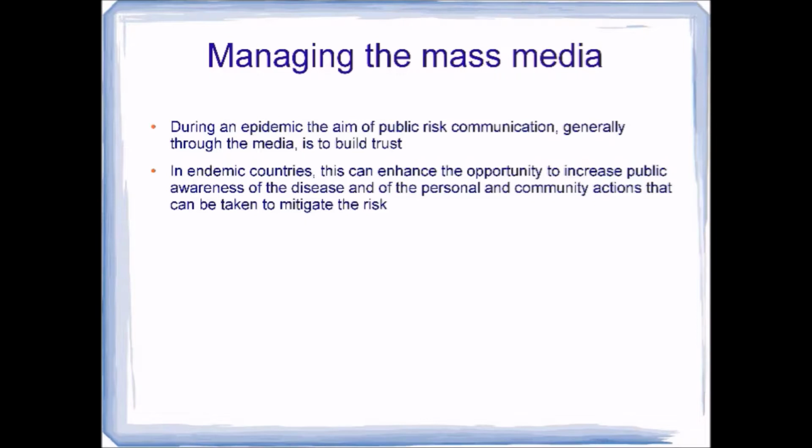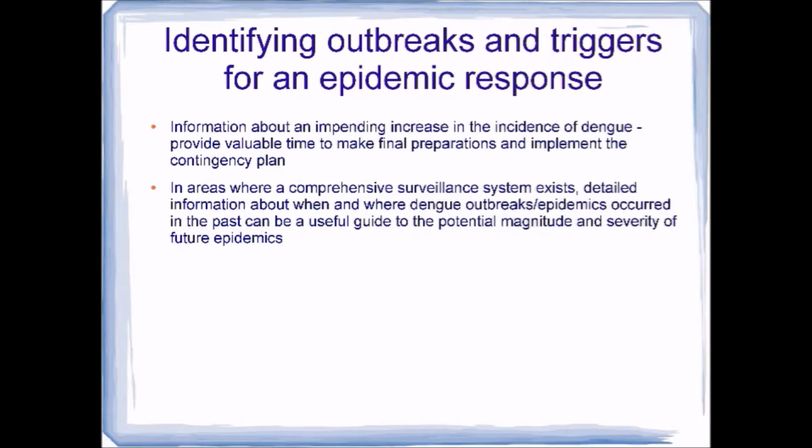In endemic countries, involving the media before the occurrence of the seasonal increase in dengue enhances the opportunity to increase public awareness of the disease and of the personal and community actions that can be taken to mitigate the risk. Another area for an emergency response plan is to provide information about an impending increase in the incidence of dengue, which will then provide valuable time to make final preparations and implement the contingency plan.